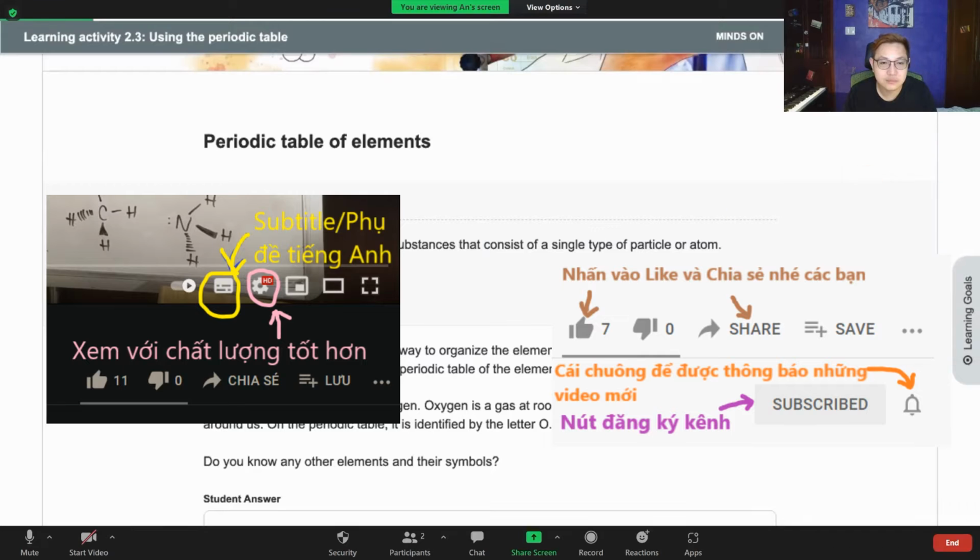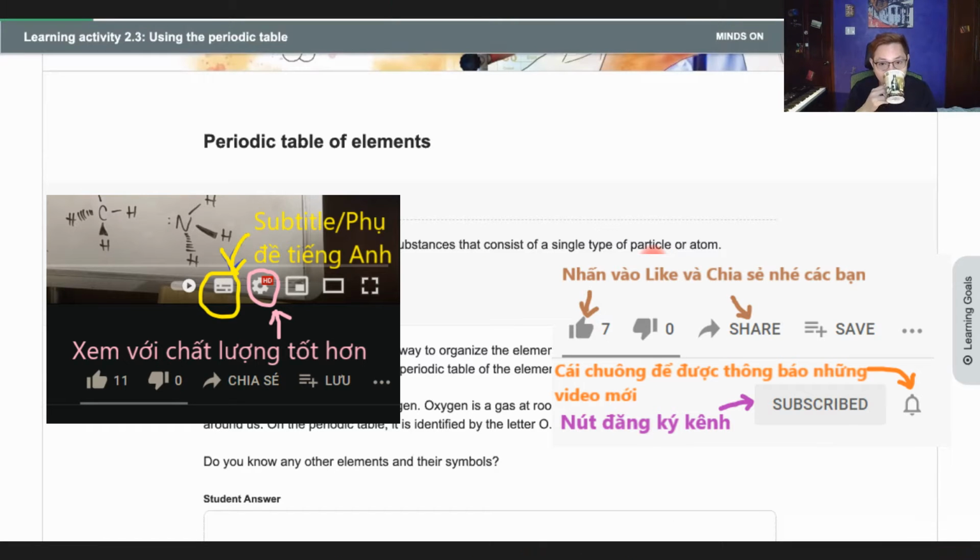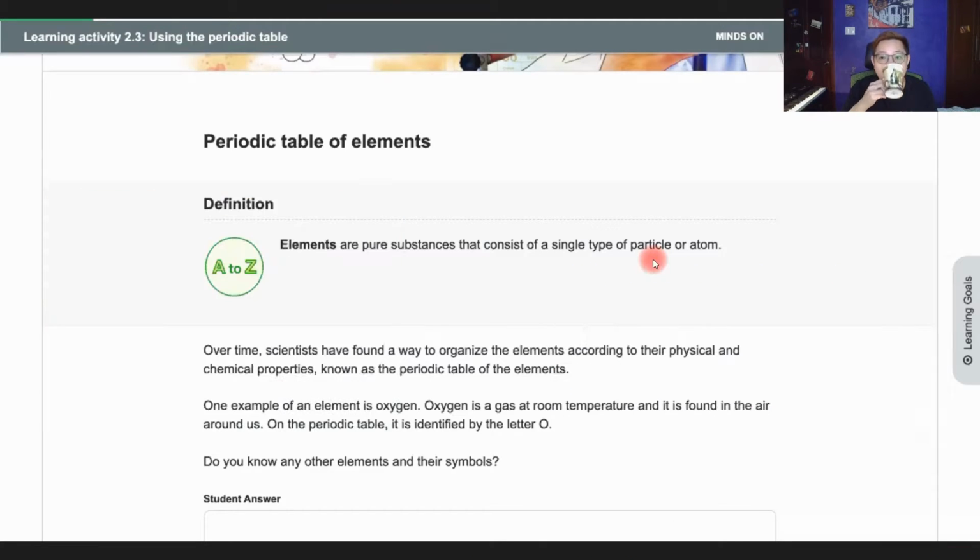Periodic table of elements. Definition. Elements are pure substances that consist of a single type of particle or atom. Over time, scientists have found a way to organize the elements according to their physical and chemical properties, known as the periodic table of elements.